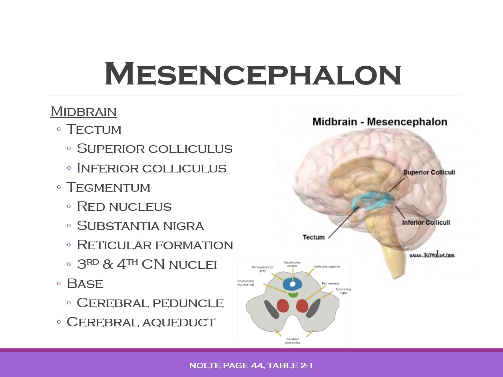Tegmentum is more anterior to the tectum. So tegmentum is going to have the red nucleus and substantia nigra. Substantia nigra just means black substance. So when this black substance is pale, we know that the patient probably has Parkinson's disease. So this is melanin that is making it dark. Okay? So melanin that's making it dark.